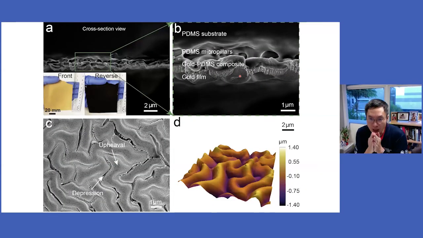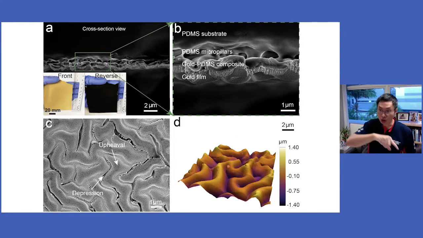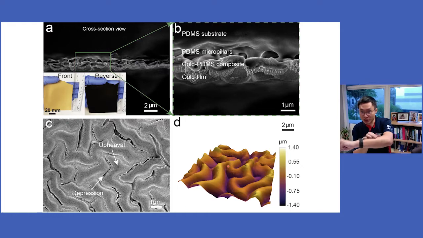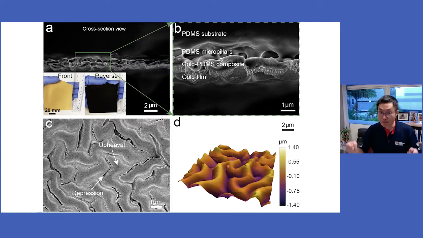Okay, so this is how the surface looks. You can see it's stretchable. Although it's gold color, which means it's conductive, on the surface there is still a lot of wrinkle structure. Because of this wrinkle structure, like our human skin, it can be stretched, right?